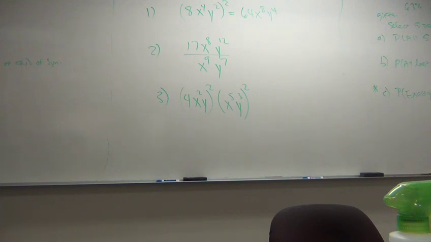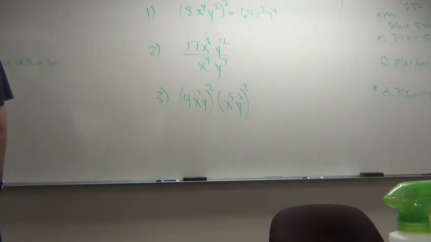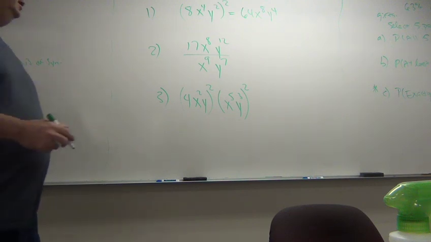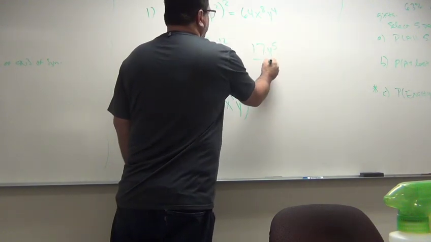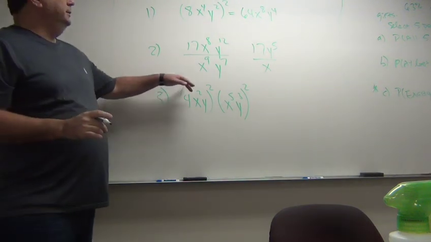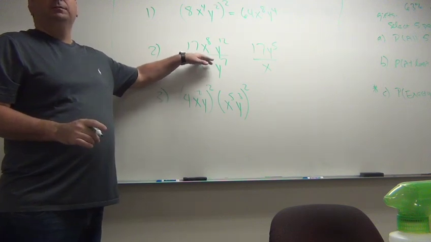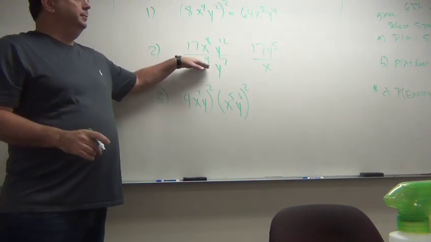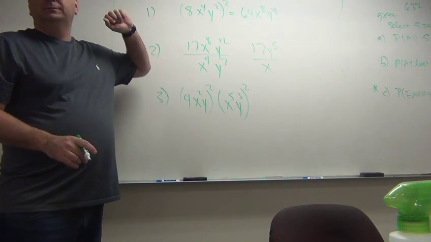Ty, what'd you get for the next one? 17y4 over x1. 17, y what? 5. All right. 17, y to the 5th over x. Do we agree? When you subtract, the exponent stays wherever the bigger exponent is. If the bigger exponent's on the bottom, you subtract and the answer stays on the bottom. If the bigger exponent is on top, you subtract them and the answer stays on top.